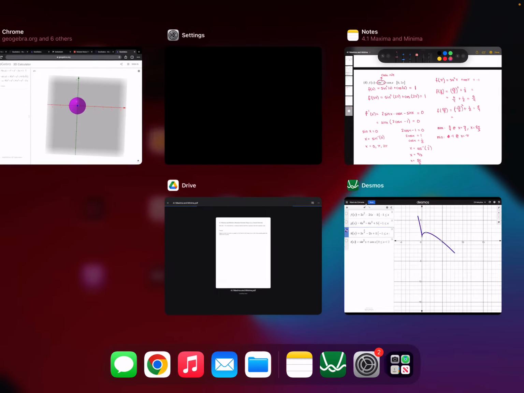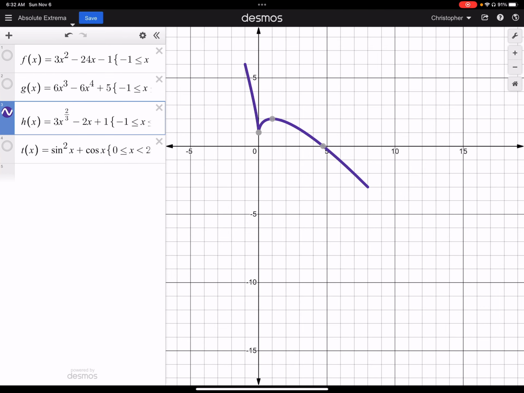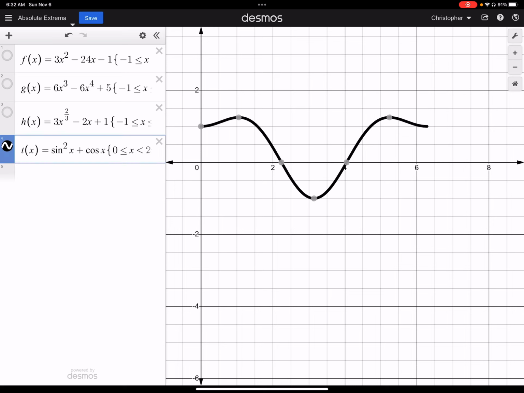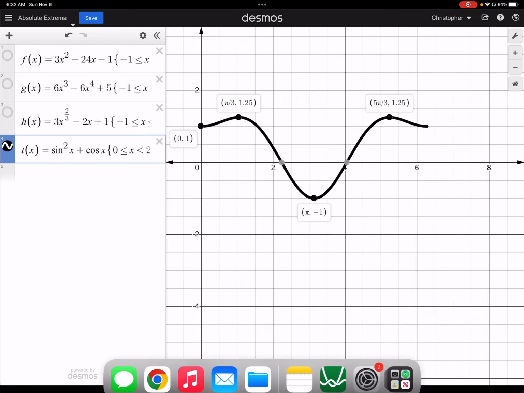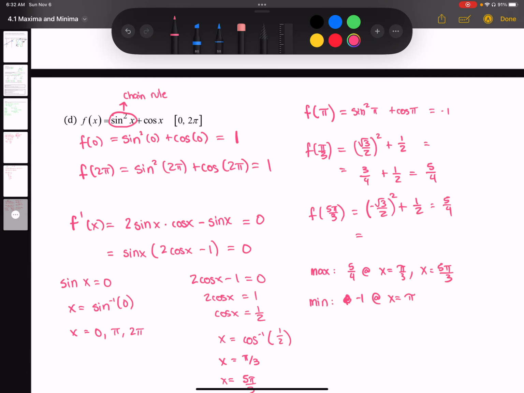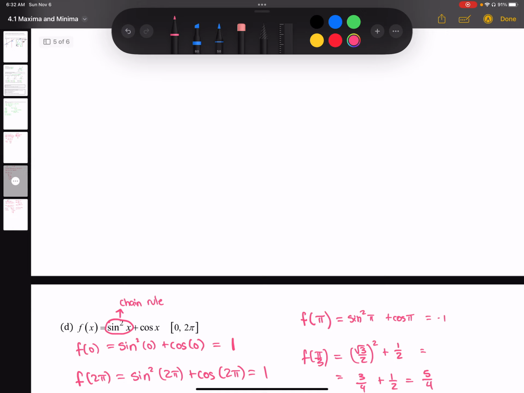So let's go back over to Desmos to confirm this. And so here we see at pi over 3 we get 1.25, which is 5/4. Same thing at 5 pi over 3, and then at pi we get -1. At 0 we had 1, and at 2 pi we also had 1. Cool. So that is our video on maxima and minima.